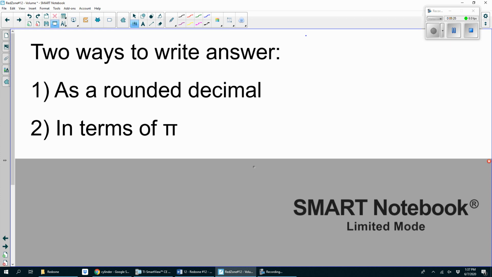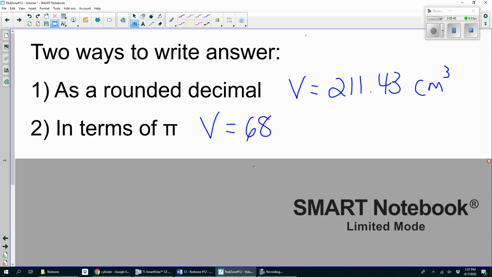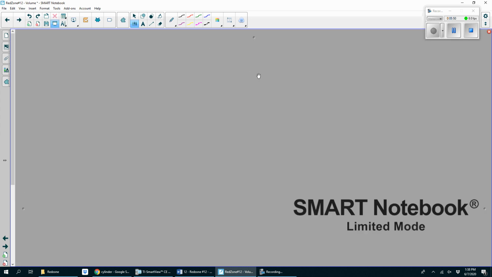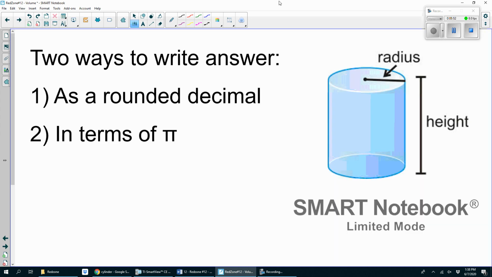So for example, if I wanted to find the volume of a cylinder, maybe it comes out to 211.43 cubic centimeters. But if I want to write it in terms of pi, and I don't know this off the top of my head, but maybe we write it as 68 pi. Those are the two different ways to write your answer. We'll go over both of those in this red zone. So now, well, let's go over them right now, actually.